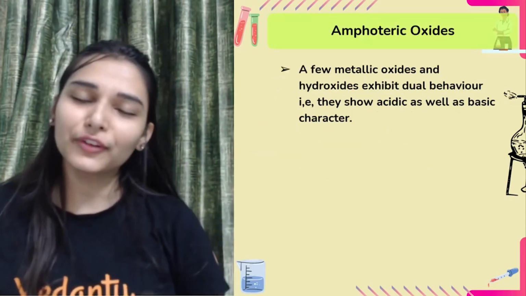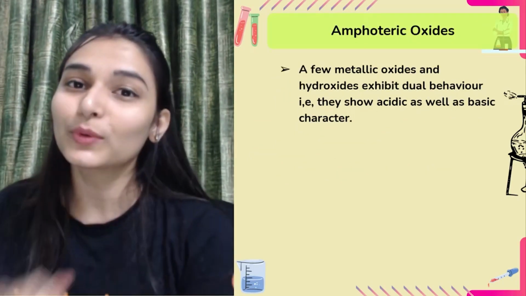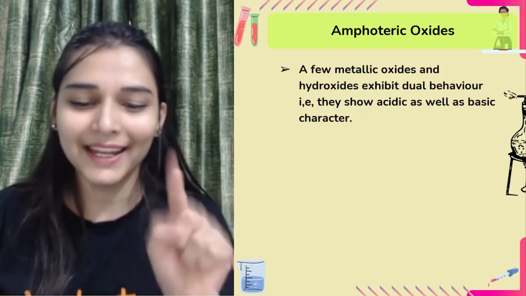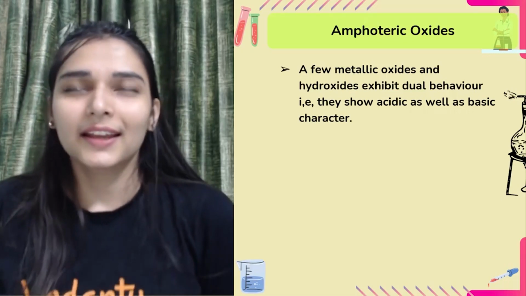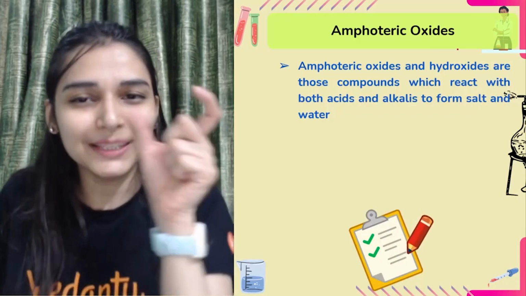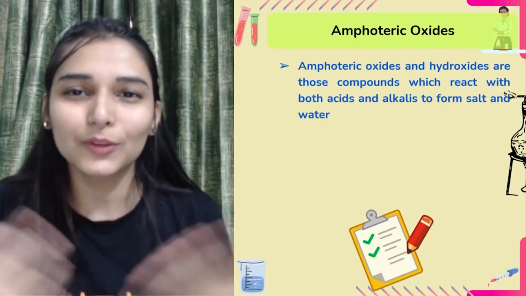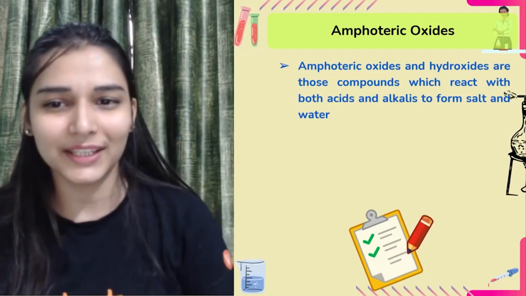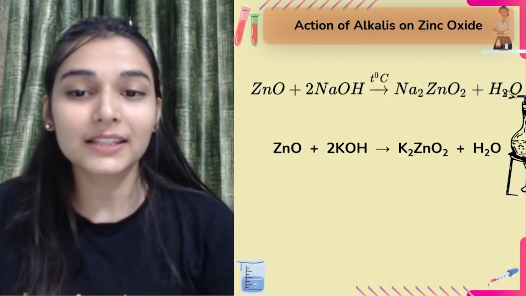But there are just a few metallic oxides which show dual behavior. And do you know the name now? I want to hear that in the comment section. Come on. Yes ma'am, amphoteric oxides. Amphibians live on both land and sea, and similarly amphoteric oxides can behave as an acid or as a base. So they would be reacting with both of them.